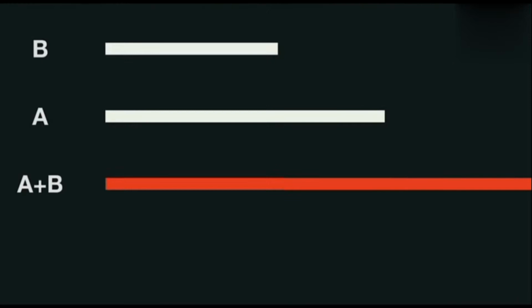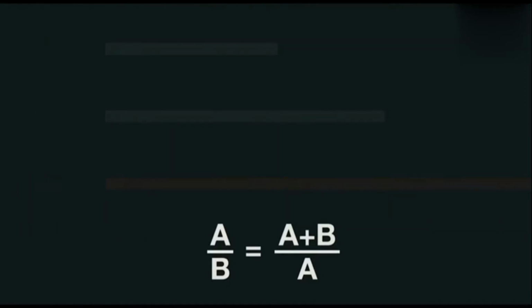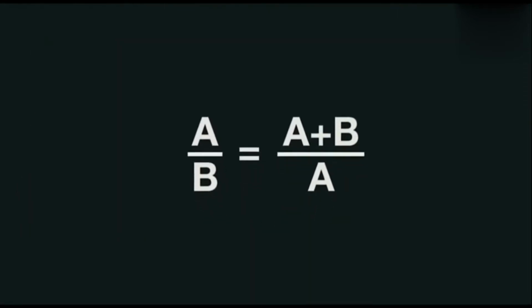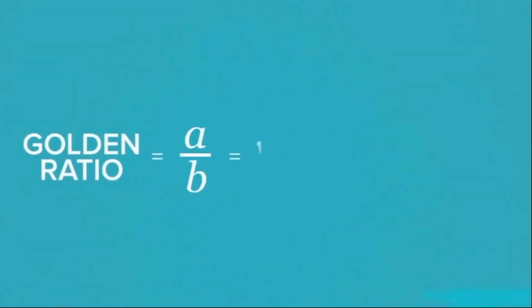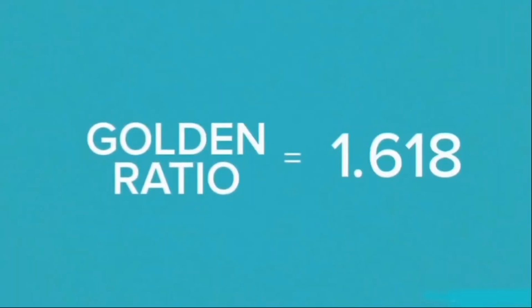We find the golden ratio when we divide a line into two parts so that the long part divided by the short part is equal to the whole length divided by the long part. A divided by B is equal to A plus B divided by A. The value that satisfies this condition is 1.618. 1 to 1.6. This is the ratio that's called the golden ratio.